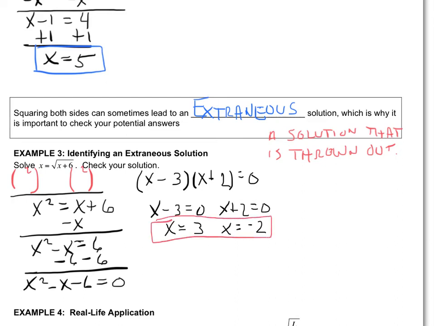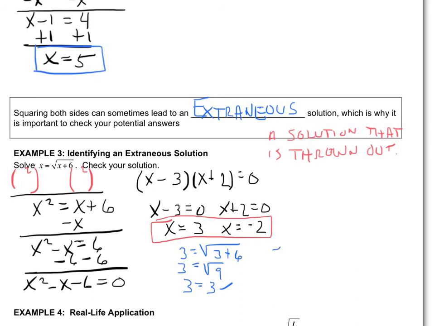But we want to make sure that we do a check to make sure that we actually do have two solutions. So I'm going to go back into my original equation and do those checks. So for the first one, if I plug in a 3, I end up with 3 equals the square root of 3 plus 6. 3 equals the square root of 9. 3 equals 3. Check. So we know that one works fine.